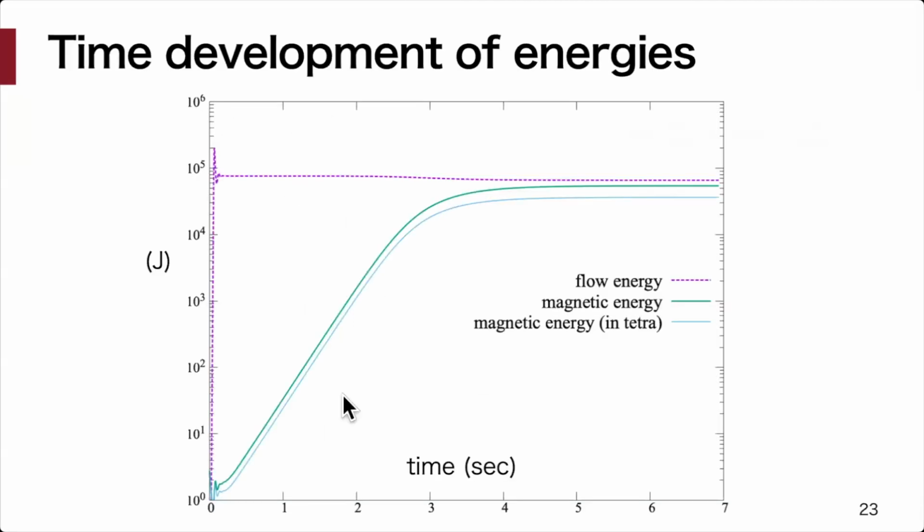This is the time development of energies. This is time and energies. And these dashed lines denote the flow energies, or convection flow energies. After the start of the convection, it soon gets to the saturated state. And this green one shows the total magnetic energy inside of the cube. And this blue one shows the energy inside of the tetrahedron, because the magnetic field can diffuse out of the tetrahedron. So this energy is comparable to the convection energy. If we change the parameters, I sometimes get larger energies. The magnetic energy can become larger than the flow energy. So anyway, this energy is sufficiently strong. We can say that the dynamo is operating.